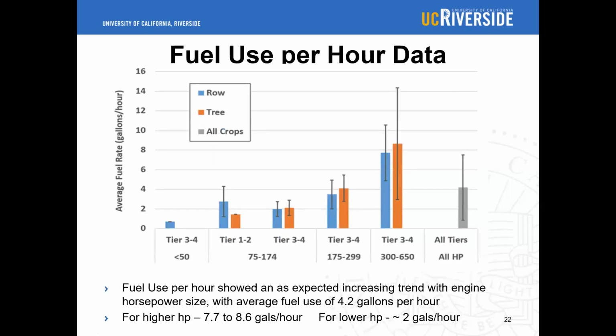So, for a more universal metric that can be applied based on the number of hours, we wanted to look at the fuel use in terms of gallons per hour. That is the scale on the y-axis. Going from left to right is increasing horsepower, with a differentiation between the different tier levels and between the blue row and the orange tree crops. What you can see is obviously that increasing trend, from about 2 or less gallons per hour up to almost 8 gallons per hour for the bigger tractors. On average, you're looking at about 4 gallons per hour for the population as a whole.